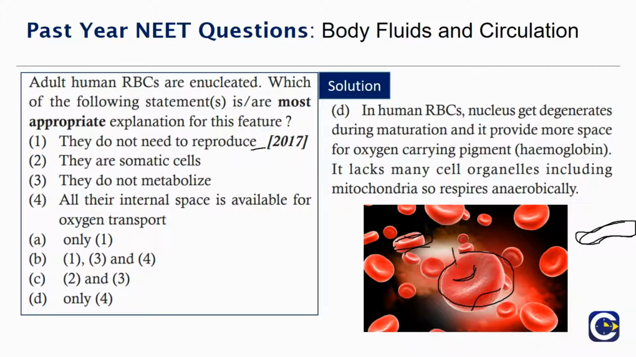So here the oxygen can sit with the hemoglobin. There can be oxyhemoglobin or carboxyhemoglobin for the transportation. So that is the reason why matured RBCs are enucleated. So the answer is only 4. In human RBCs, the nucleus gets degenerated during maturation and it provides more space for the oxygen carrying pigment hemoglobin. It lacks many cell organelles including mitochondria, so they respire anaerobically.